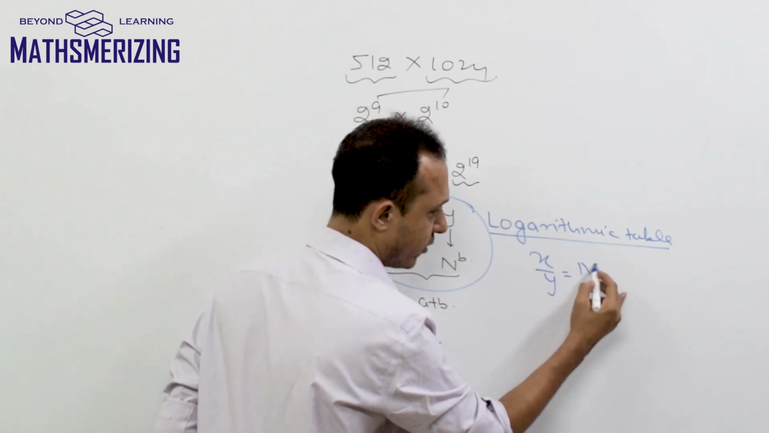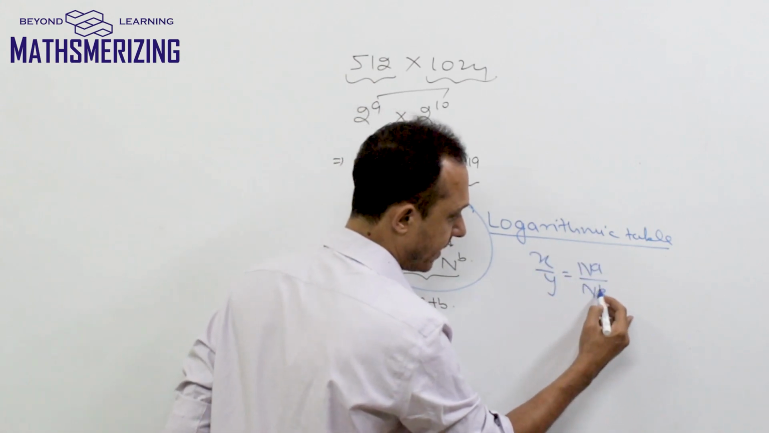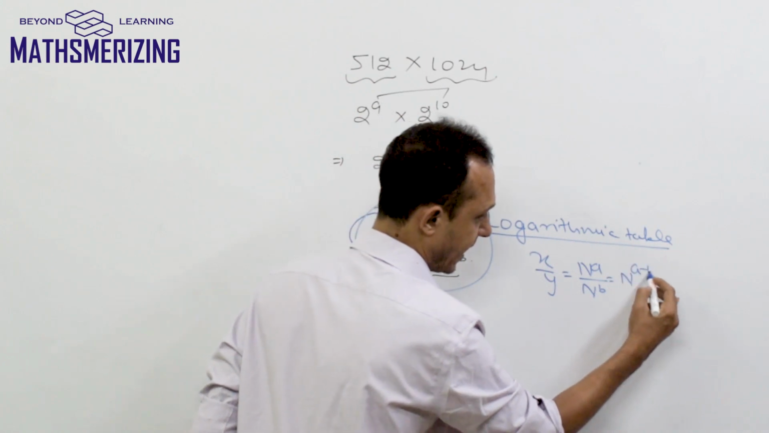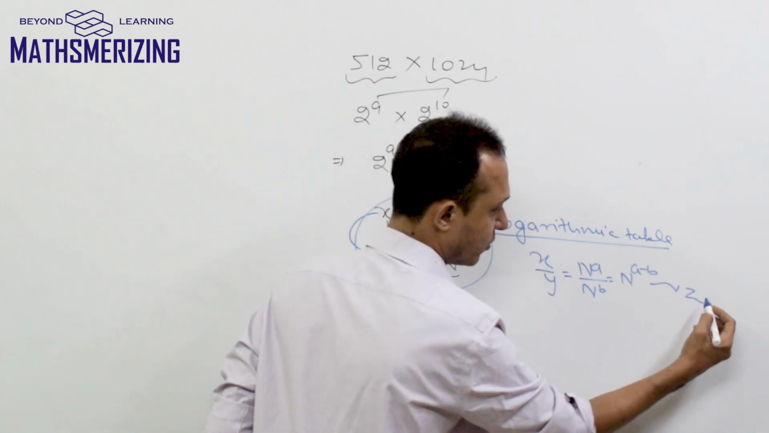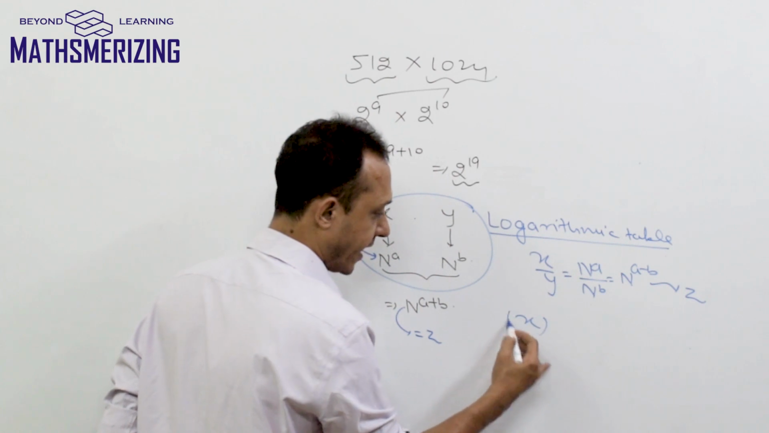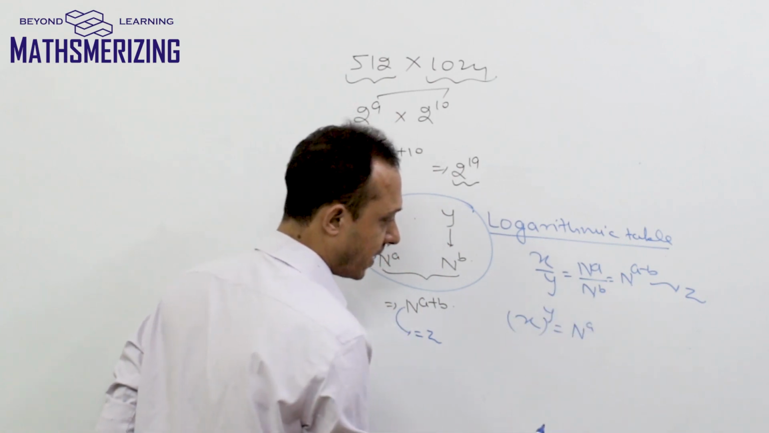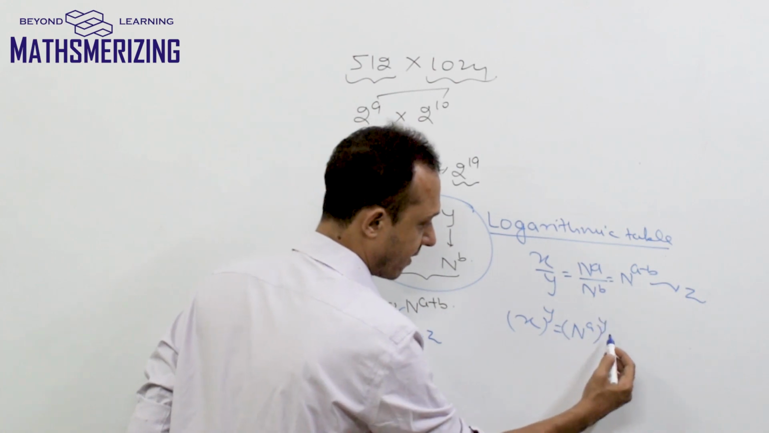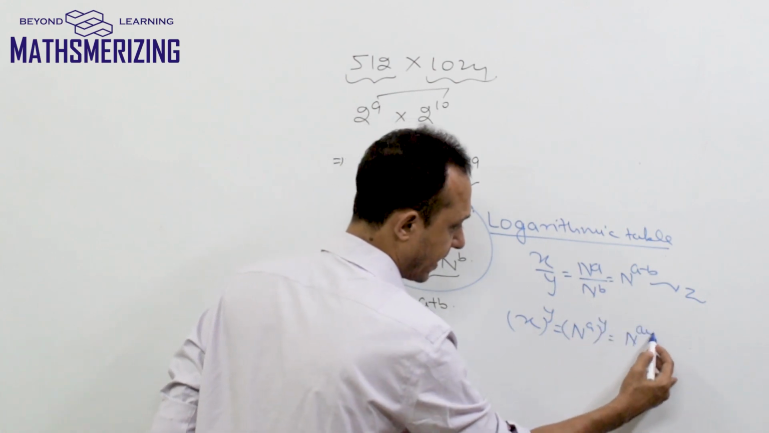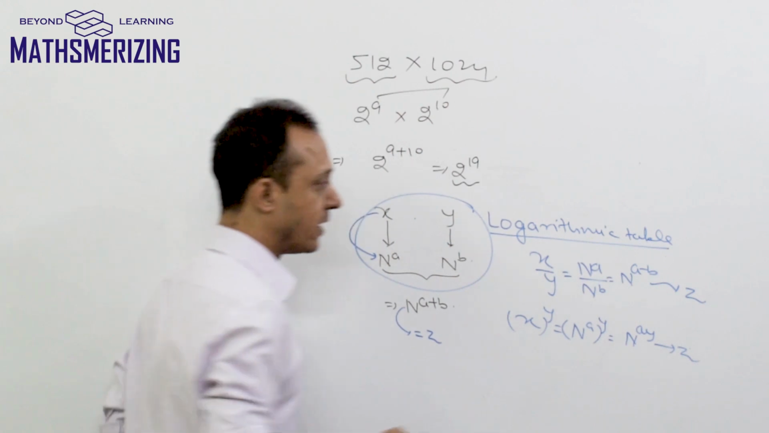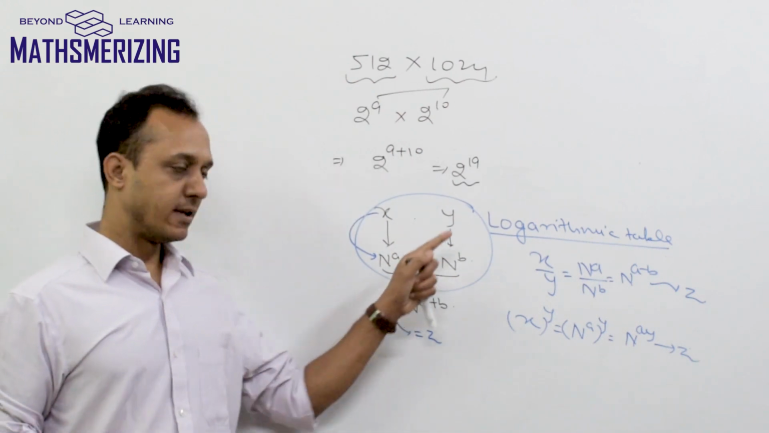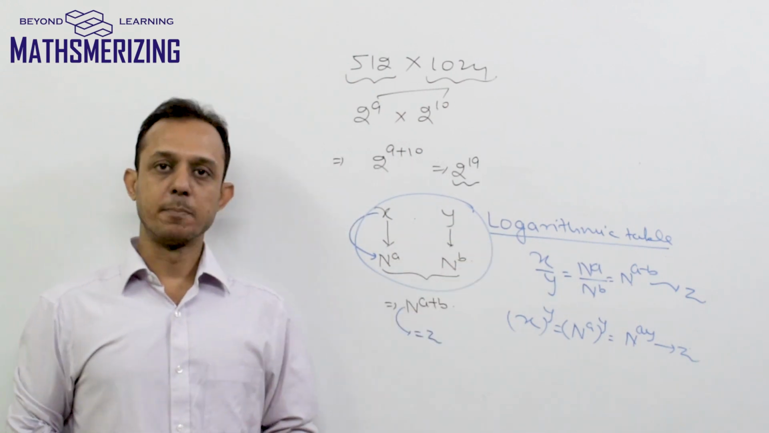So I can write it as n to the power a upon n to the power b, which is simply n to the power a minus b, which again I can convert it to a numeral form. Or exponentiation. Suppose x to the power y, n to the power a to the power y, which is n to the power ay, which again I can convert to a numeral. All these calculations, they simplify using his logarithmic table.